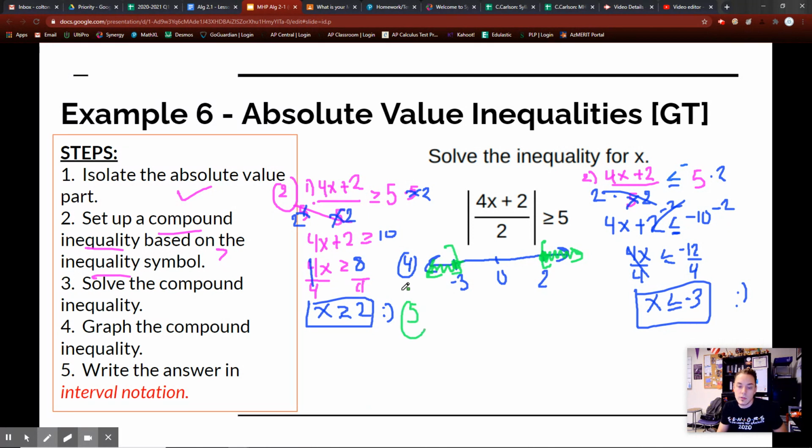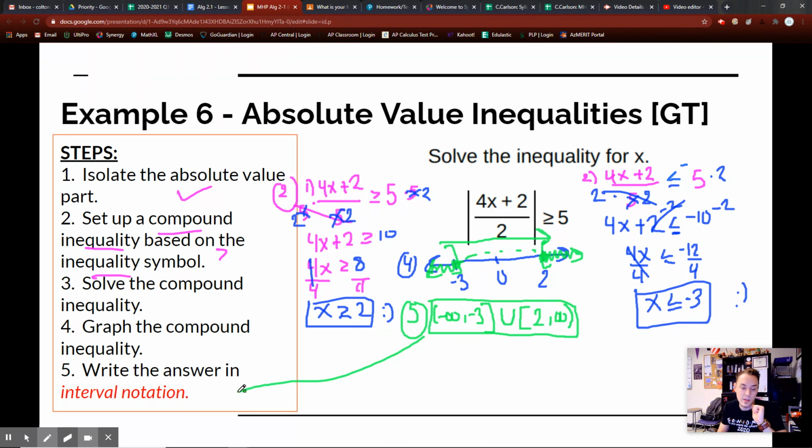And so when we go to step 5, our interval notation, left to right, where do I start? Well, I start at negative infinity. Where does it stop? It stops at negative 3. Brackets, because that's a bracket here. How do I jump from here to here? I'm glad you asked. Remember, a union, brackets, and this is 2. Where does it stop? It stops at infinity. Notice I'm reading left to right. I'm reading left to right. That is my interval notation for step 5.